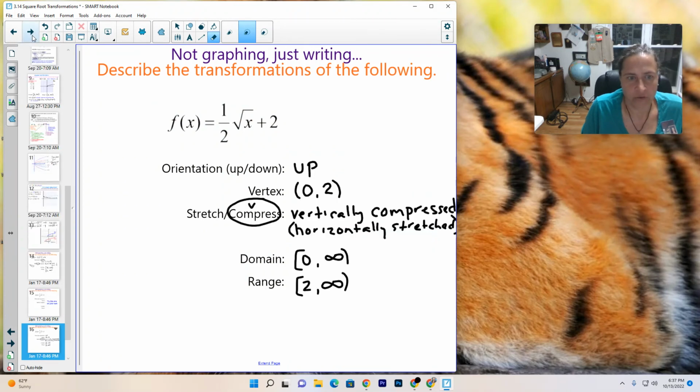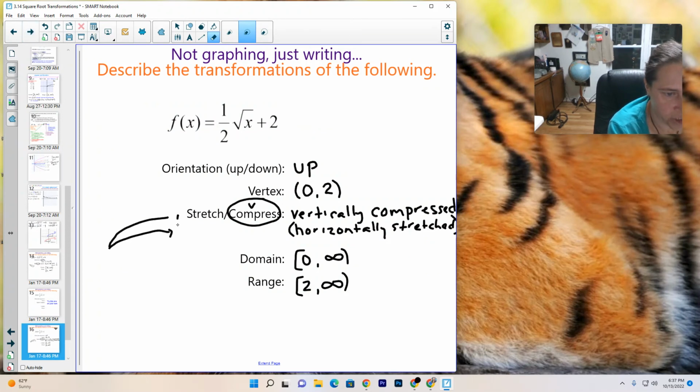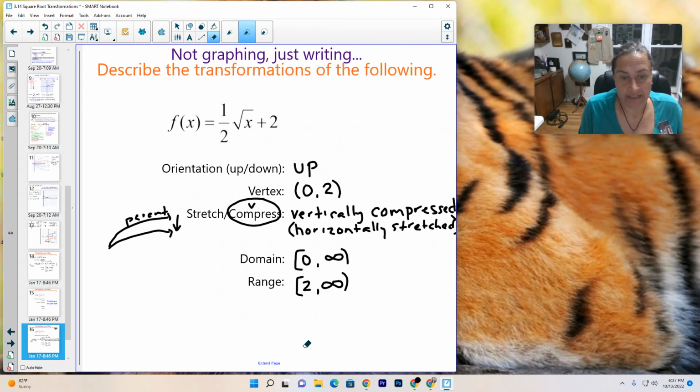All right, there you go. This one's going up. It's a vertex of 0 and 2. It's going to be vertically compressed. So if that were the parent function, this one's going to get squished, right? Okay, so this would be the parent. Can't really read that, but hopefully you're listening. The domain is going to start at 0 and go on through infinity, and the range is going to start as low as a 2, right? We're starting up at a 2, and then it'll go up forever. Hopefully you got that one right.